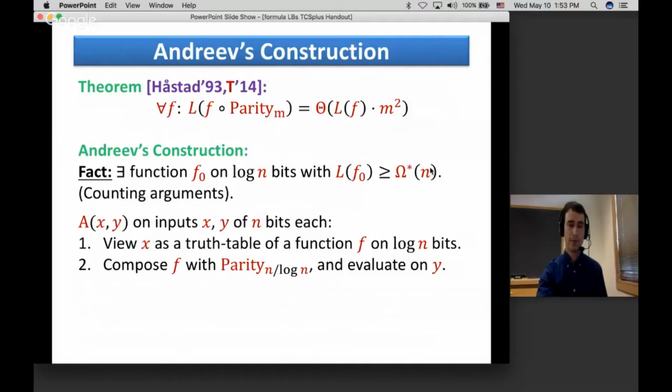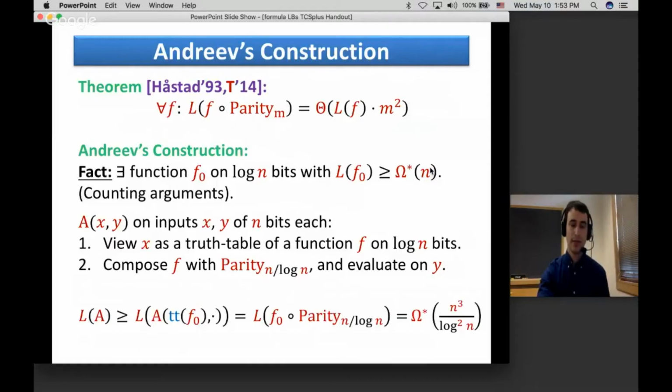And let's see the lower bound for this function. If you want to compute this function using a formula, the formula size is at least the formula size when you fix the first input x to be the truth table of this function f0. So you think of it as fixing the randomness to be the truth table of the function f0 on log n bits. To describe a function on log n bits, you need a truth table of length n. So this is why the parameter works out. But now when you fix the first input, x, to be this truth table of f0, really the function is the same as the composition of f0 and parity. The only input now is y, and as a function of y, this is f0 composed with parity.